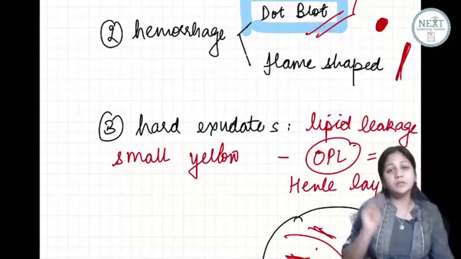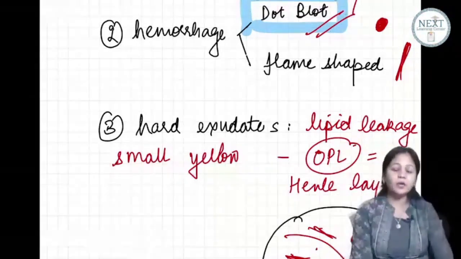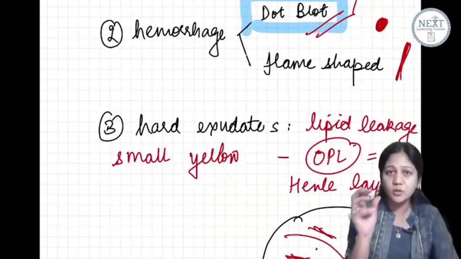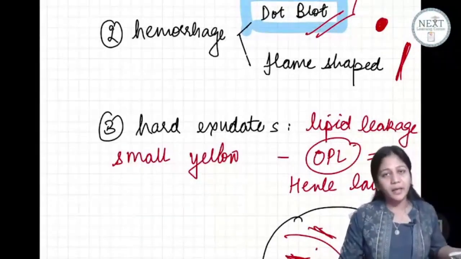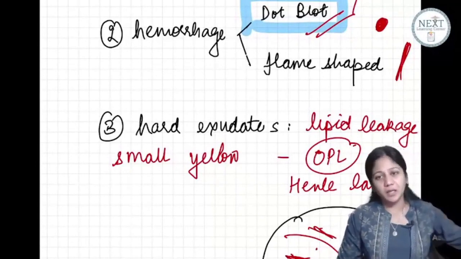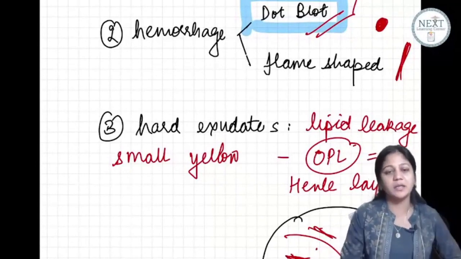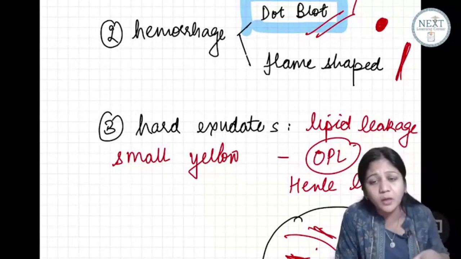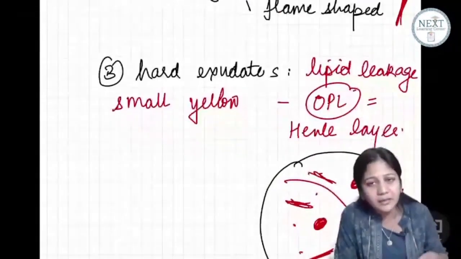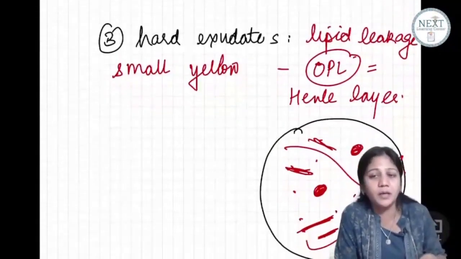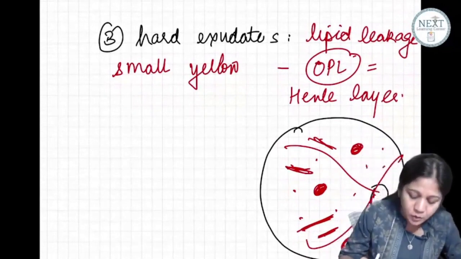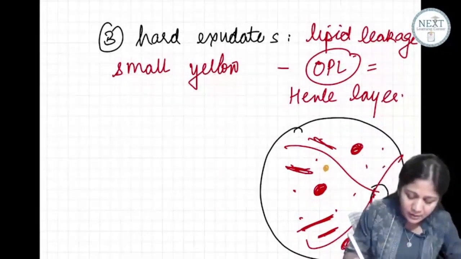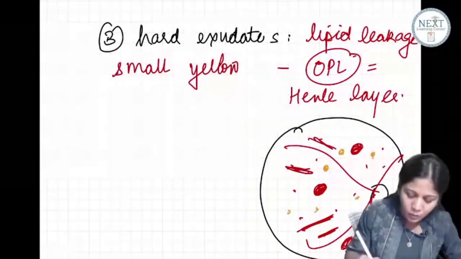Now, the third thing which we see in the retina of these patients is a hard exudate. We understand exudate is a leakage, and here you have lipid leakage. These are very small yellow colored lesions which are collected in the outer plexiform layer. Outer plexiform layer has also been given a name. You can also call it Henle's layer. So they look like small yellow lesions.